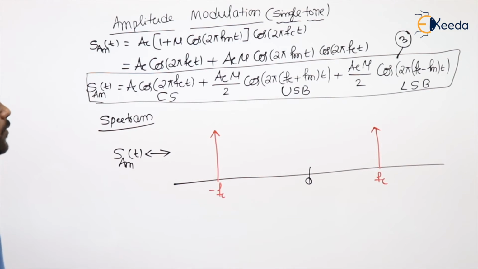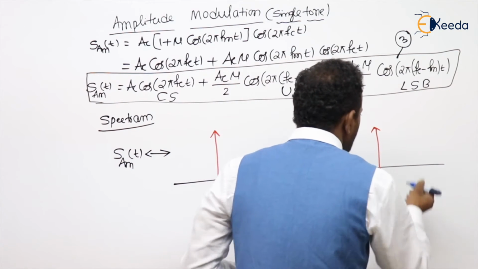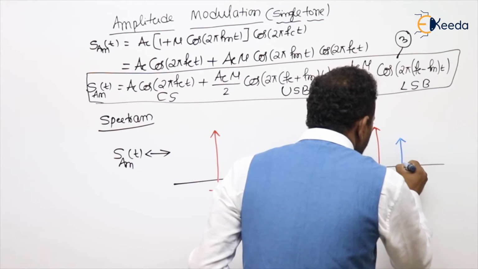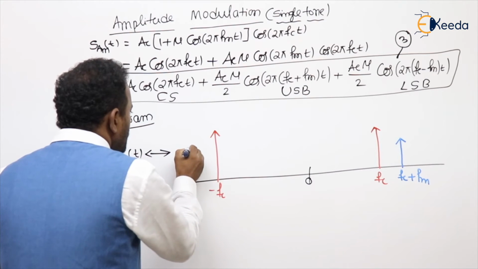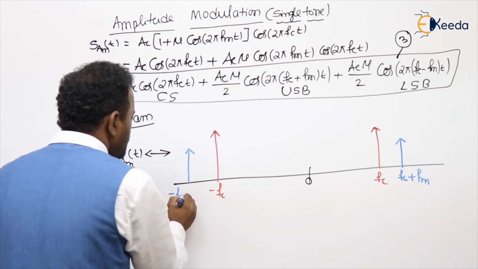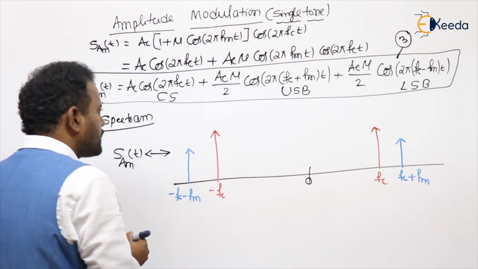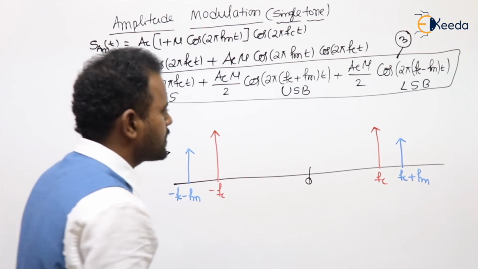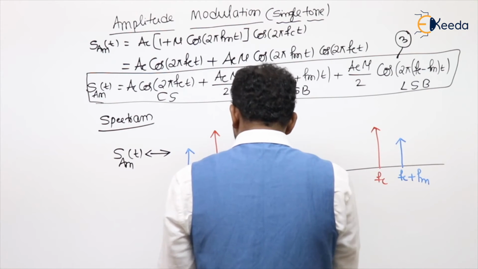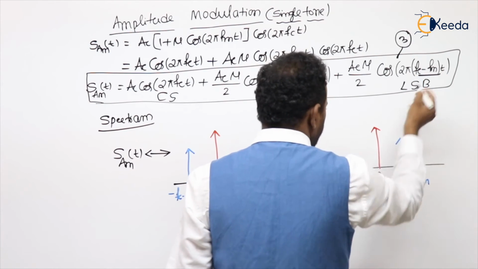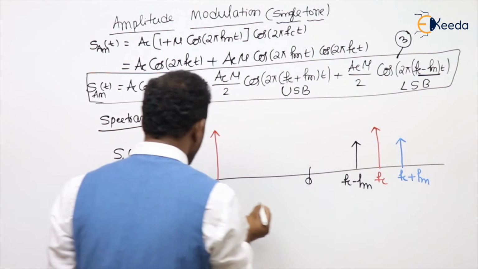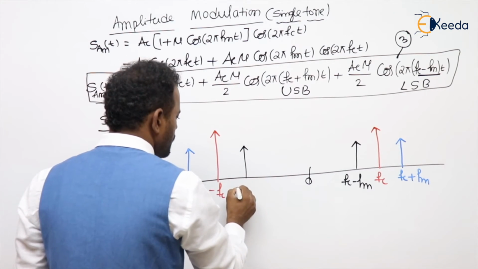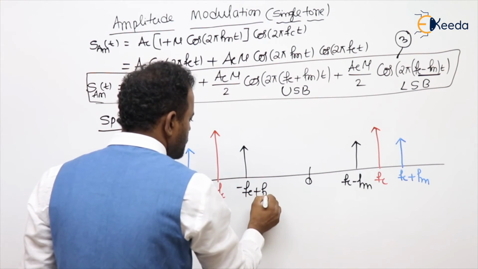See the second term. It is also a cosine term, but what is its frequency? f_c plus f_m. So write the impulse at f_c plus f_m. One more is the negative version, exactly minus f_c minus f_m. See the third term, also a cosine term. Cosine term means write the impulse at its frequency. What is the frequency of the third term? f_c minus f_m. Here also, minus f_c plus f_m.